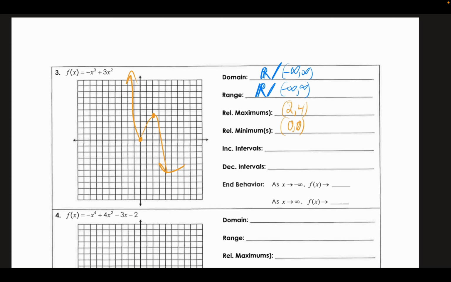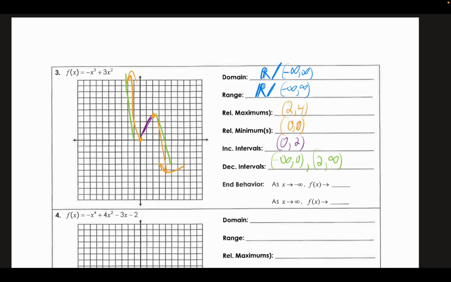The increasing intervals are between the two extrema. That's actually the only increasing interval. So that's between 0 and 2 for x values. The decreasing intervals are from the left to the relative minimum and the relative maximum all the way to the right. So that's negative infinity, comma 0, as well as 2, comma infinity.